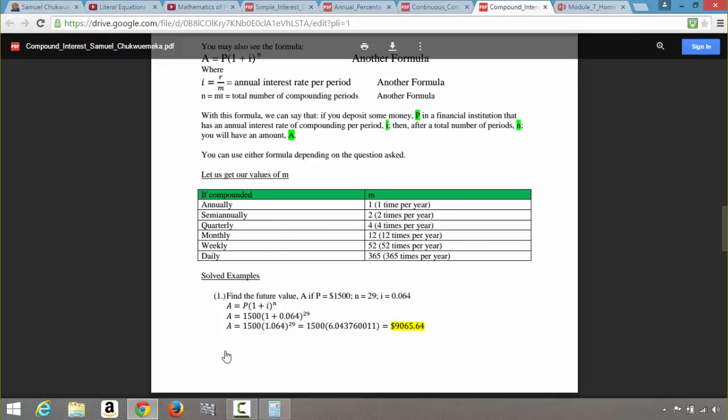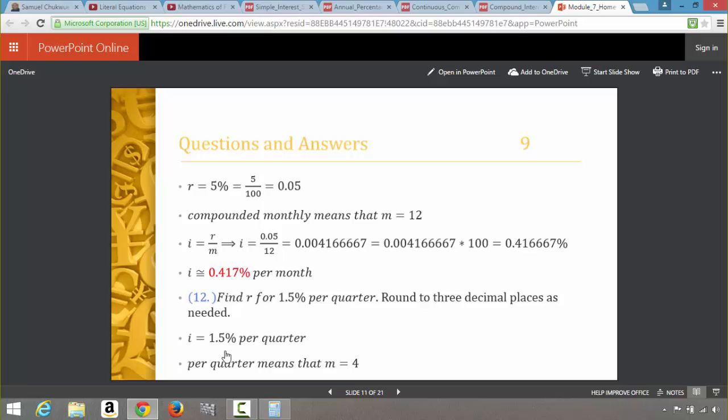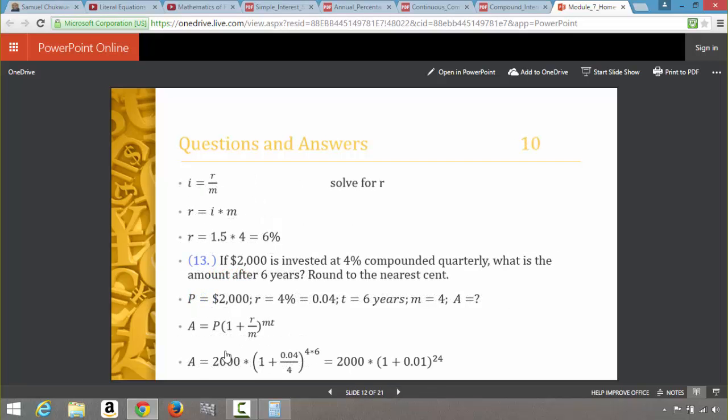Quarterly. Your GDP quarterly growth. Do you listen to the news? In the news, NPR, National Public Radio, they give the business news, GDP quarterly growth. Okay. So when you do this, you solve for R, and we see that R is 6%.